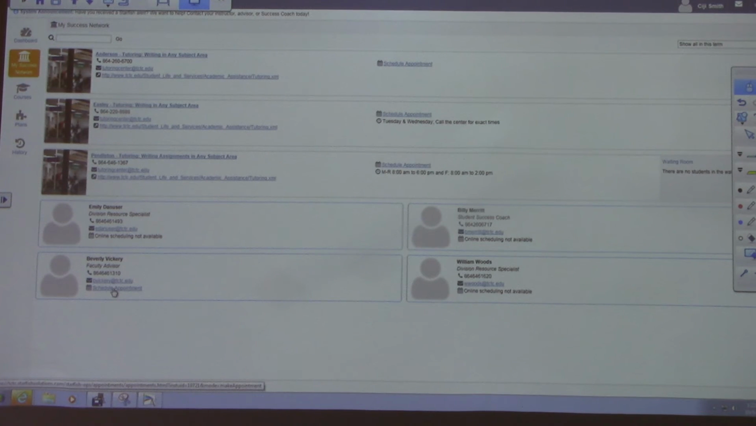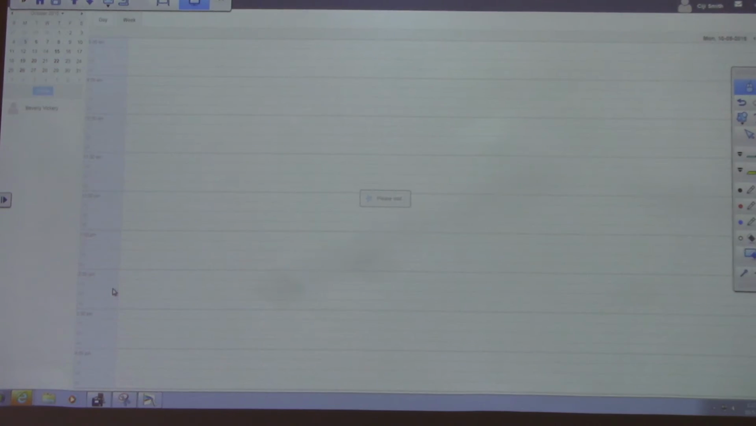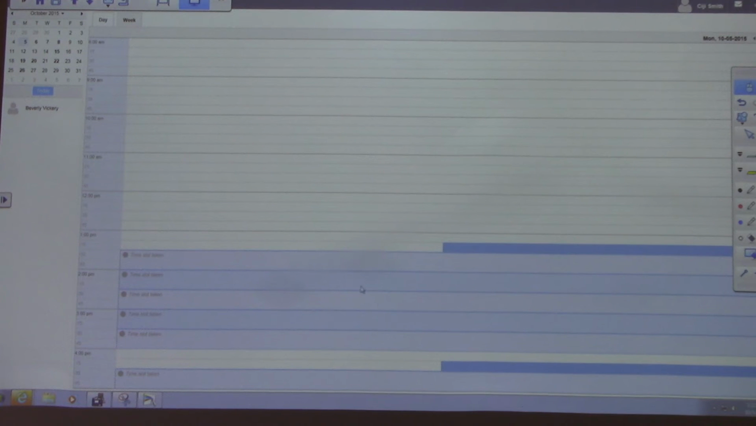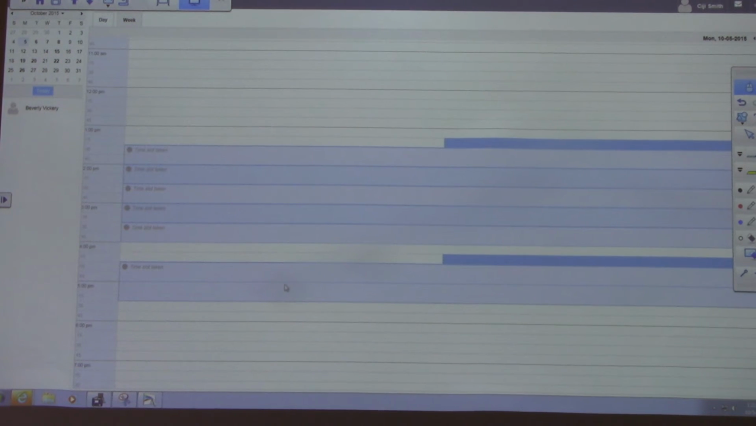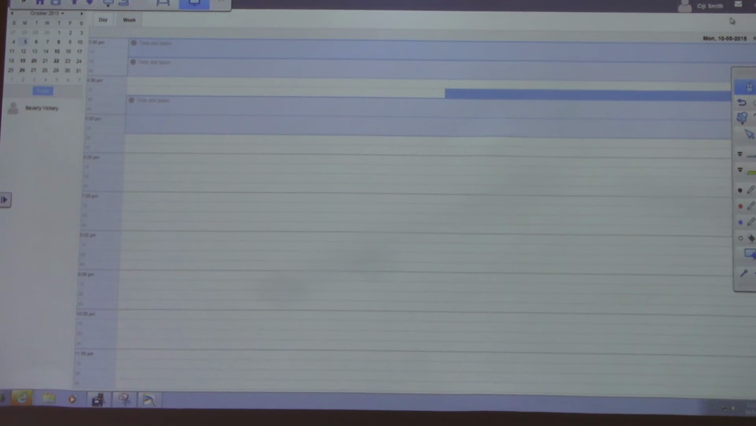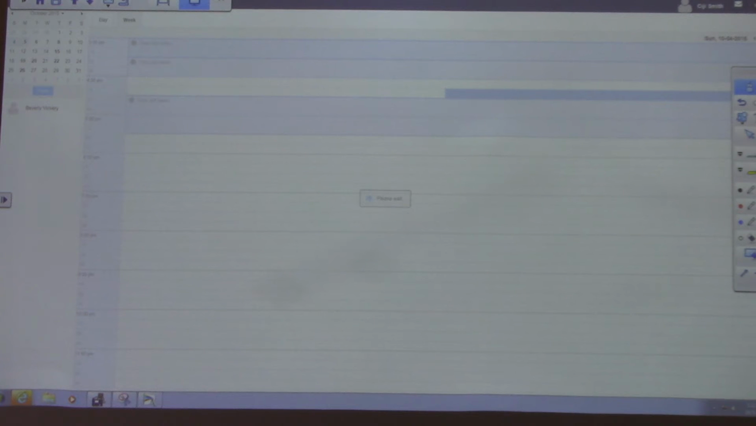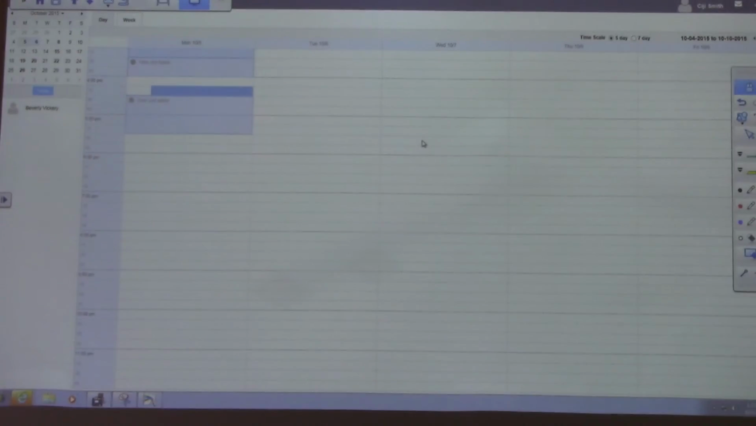There it is. Schedule appointment right there. Look there. She has hers. What does it say? Time slot taken. Okay, so keep going. Go the next day. I don't like the way that looks. It's hard to see. You need to set it up. Well, anyway, set a day. Do it by week. There we go.